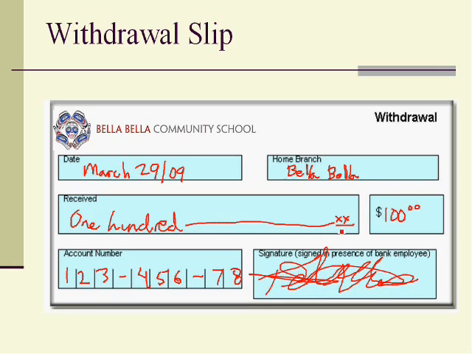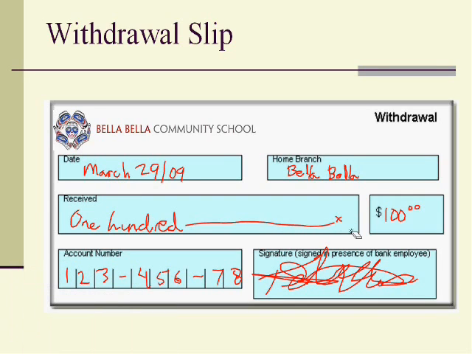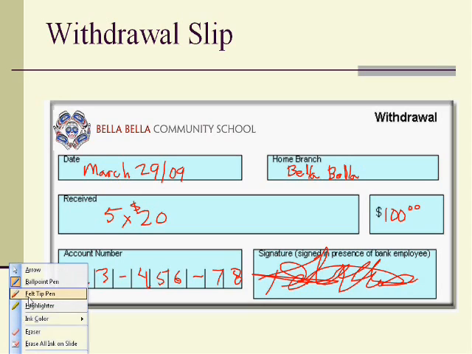Now, I have come across the occasional bank form where they do it a little bit differently. And what they'll actually have in there is how they gave it to you. So they will have in the received field sort of, okay, I gave you 5 times $20. Now that's fairly uncommon. Most often it's like your check. You're just going to fill in the amount in words.